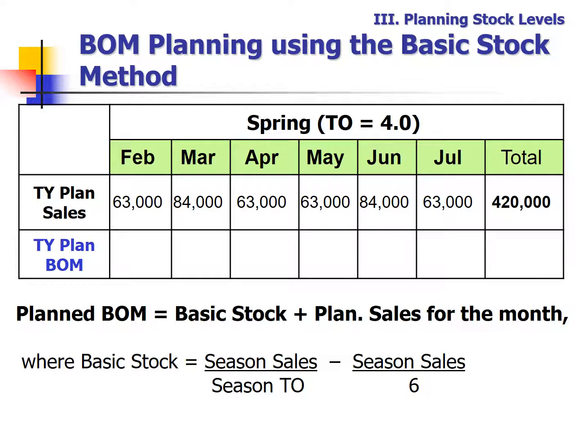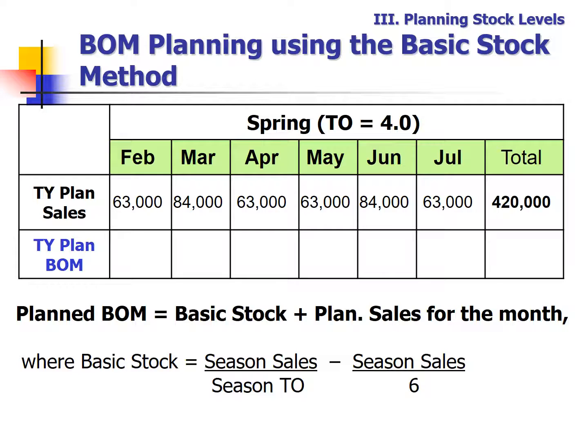Okay, so we just took a look at the way we plan BOM levels using the SSR method. So now, what if we wanted to use the basic stock method? Then how are we going to go about doing it, right? For the basic stock method, we know that the planned BOM will be basic stock plus the planned sales for the month, right? We had learned about it in the previous module.